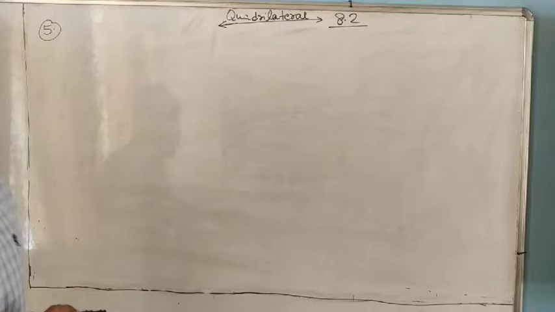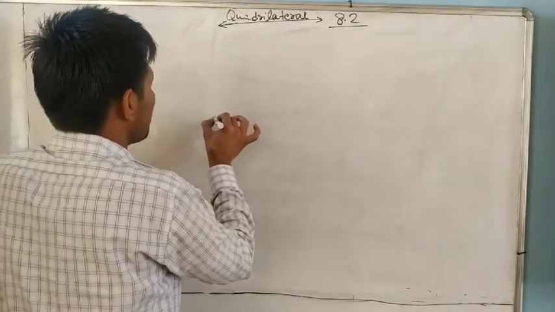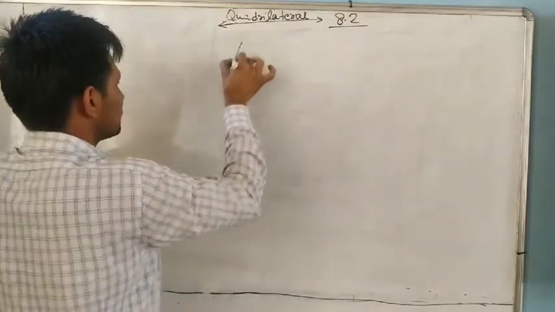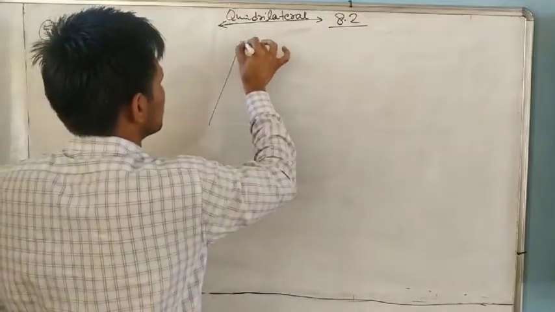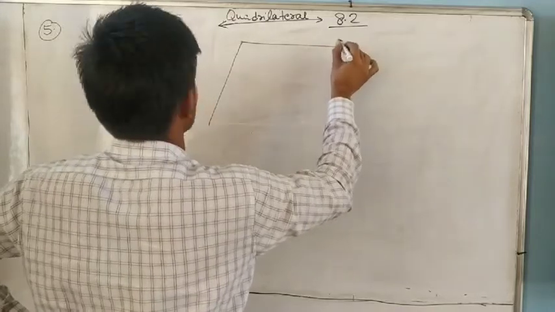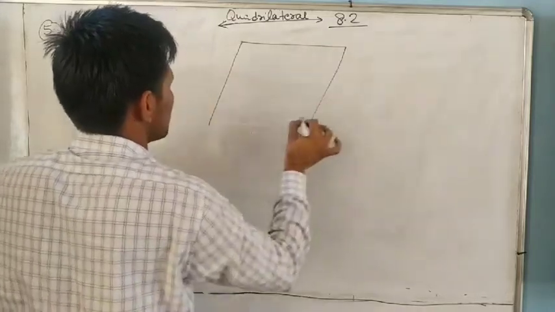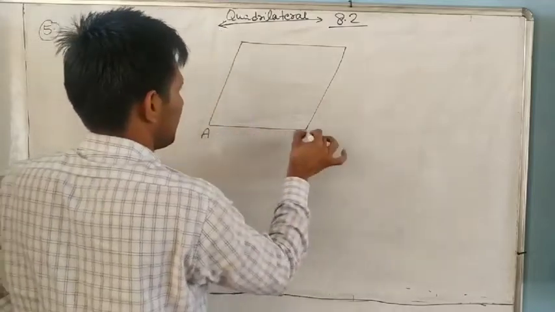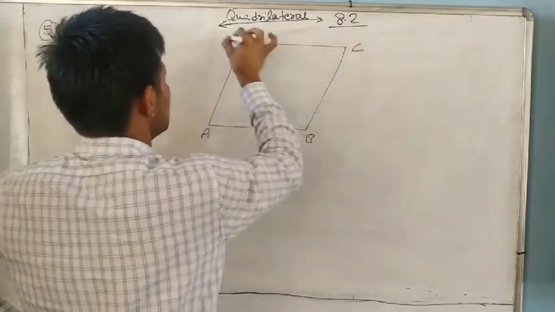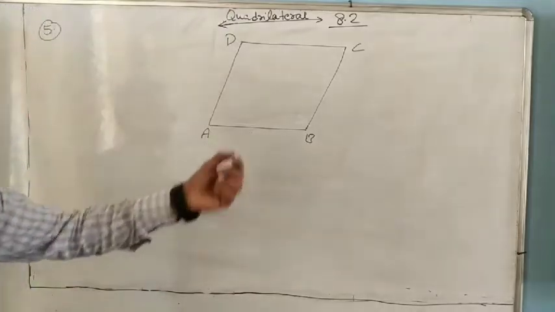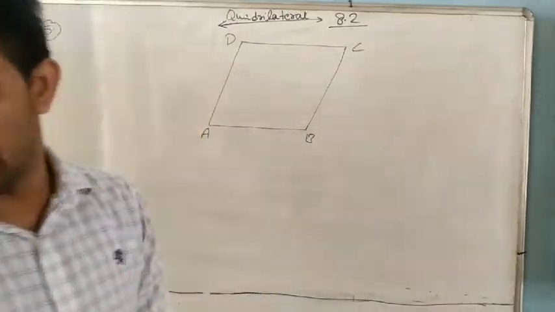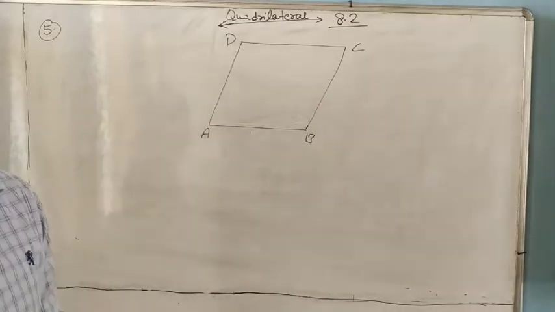First, question number 5. In a parallelogram ABCD. So what is given? ABCD is a parallelogram. If ABCD is a parallelogram, it means opposite sides are equal and parallel. We know it is the property of a parallelogram.